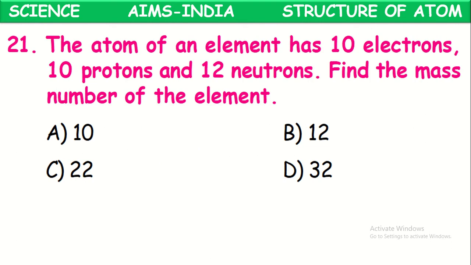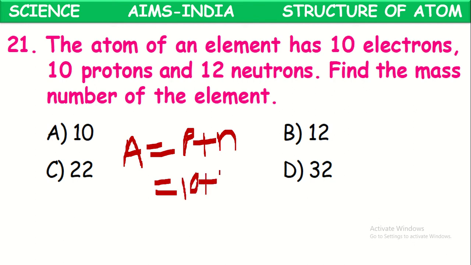Next, the atom of an element has 10 electrons, 10 protons and 12 neutrons. Find the mass number of the element. So how to calculate the mass number of an element? We have the formula: mass number A is equal to number of protons plus number of neutrons. Here the proton number is 10, number of neutrons is 12. So what will be the mass number? It is 22.